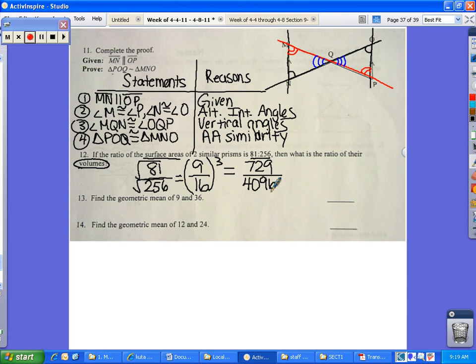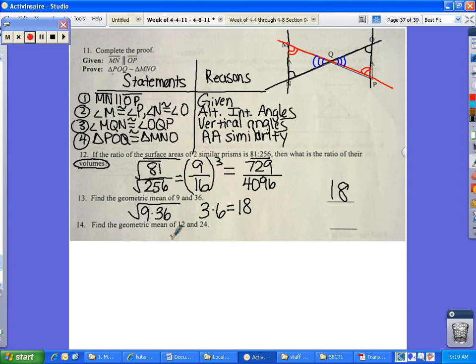For number 13, geometric mean, I take the square root of the two numbers multiplied. And this one, it's kind of easy because 9 is already a perfect square. So square root of 9 is 3, square root of 36 is 6, so 3 times 6 is 18. Therefore, your geometric mean is 18.